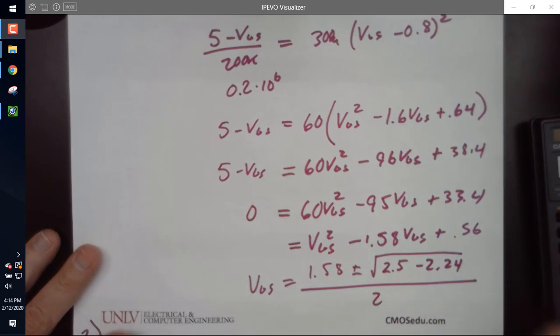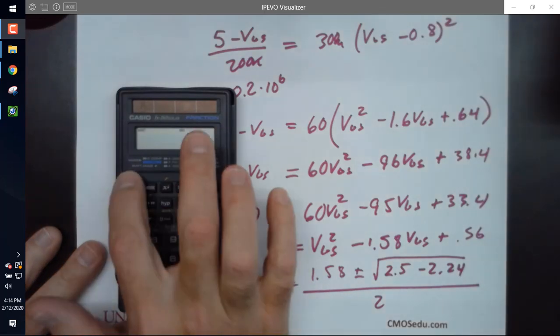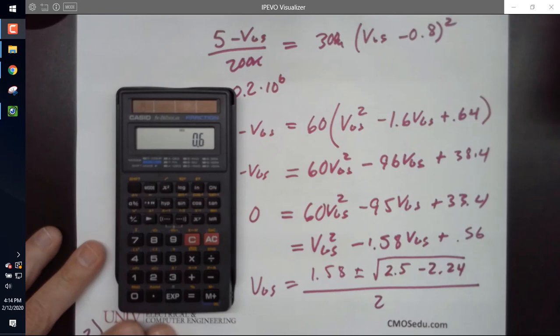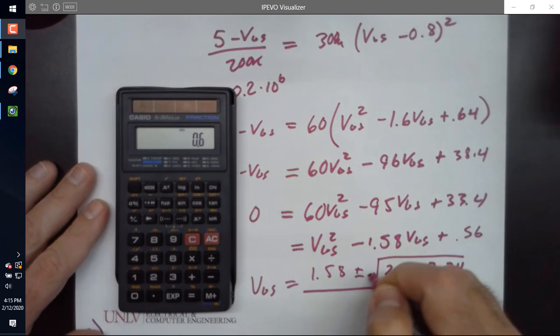What is 0.36 square root? Let me see. 0.6. Yeah. So if it's 0.6, then it would be 0.98 divided by 2. So it's less than the threshold voltage. Has everybody got that? So let's write this as 0.6.